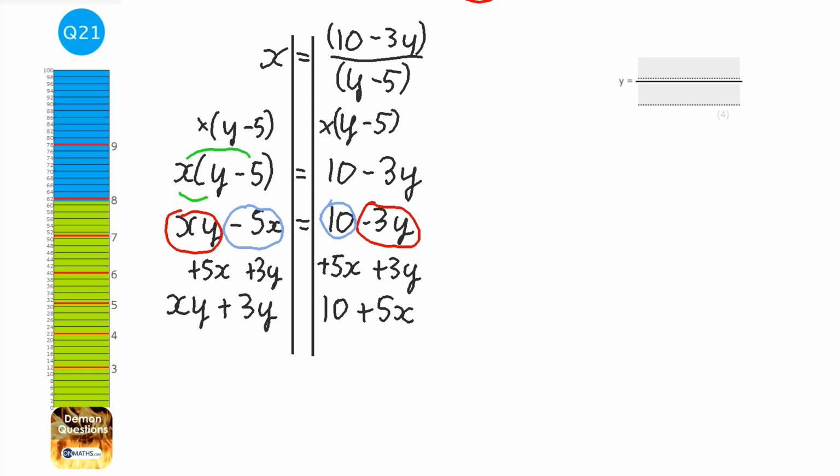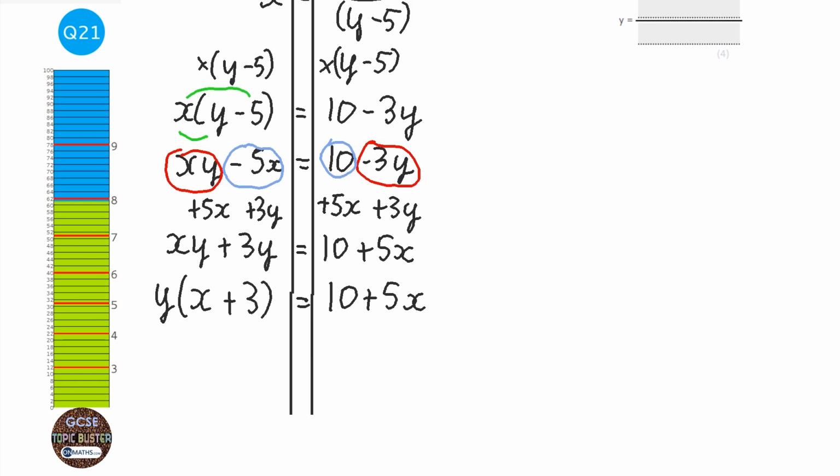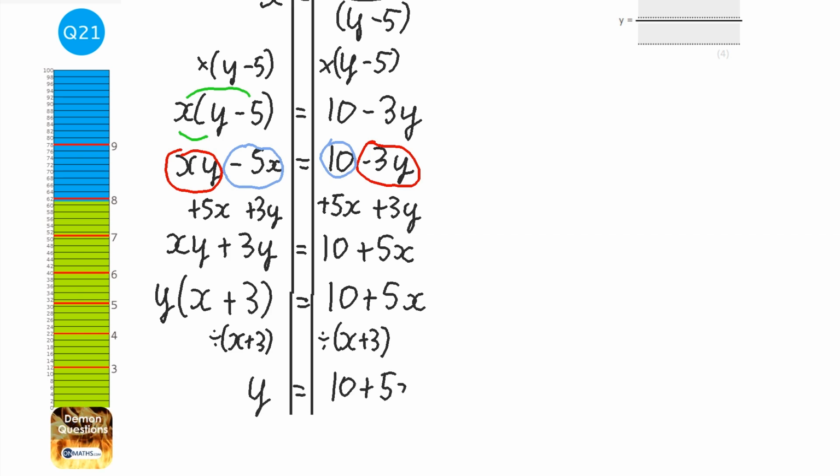Okay, when we have this situation where we've got the brackets gone away and all the y's on the left hand side, and y is what we're looking to do it in terms of, what we want to do is factorize it, so we've just got a single y. So y on the outside, x plus 3. Now I know I said I wanted to get rid of the brackets, but we need the brackets here to be able to get y on its own. And the last step here is we just divide both sides by the x plus 3. So we get y on its own. So we get y equals 10 plus 5x over x plus 3.